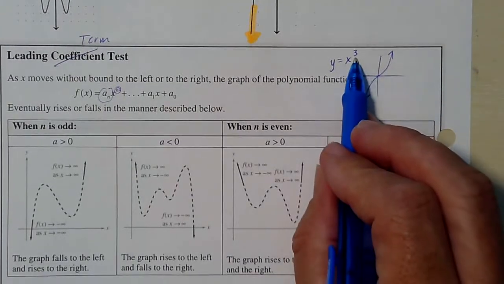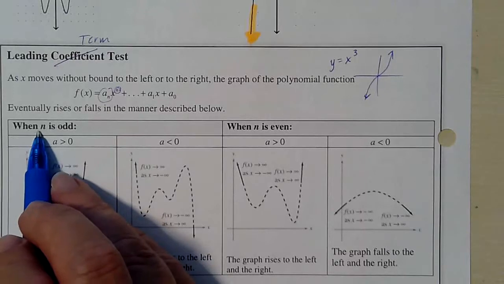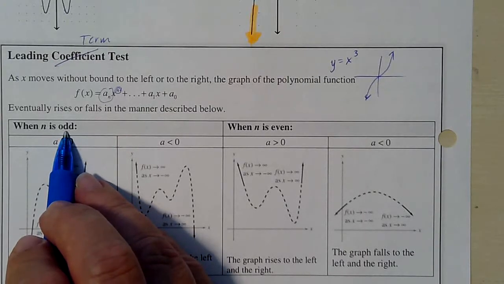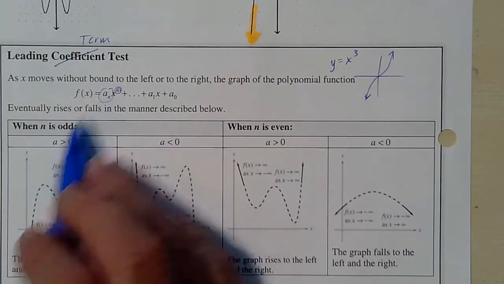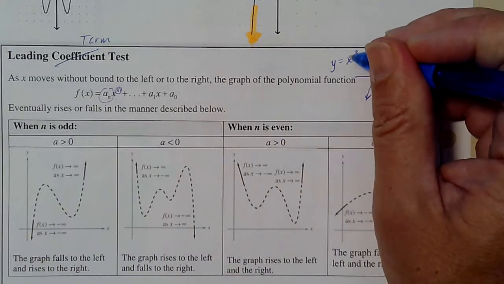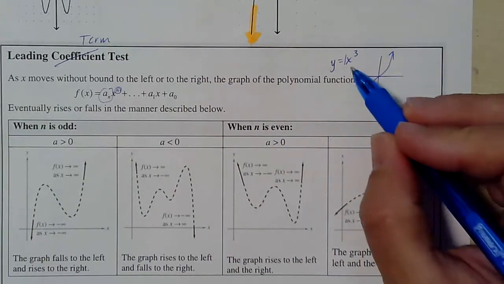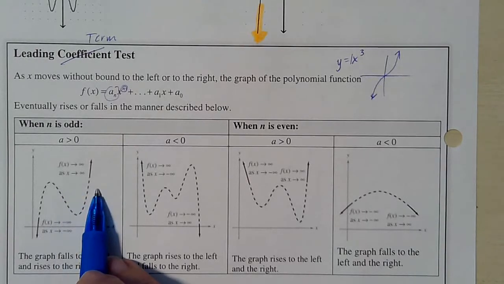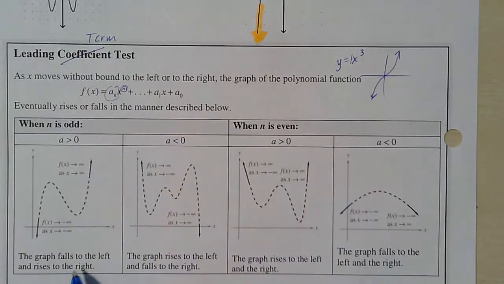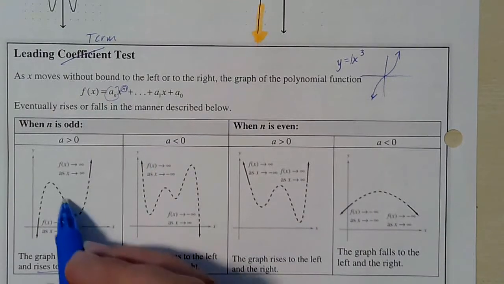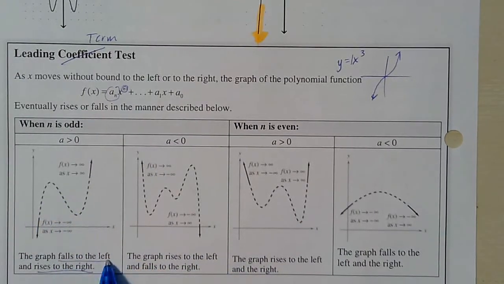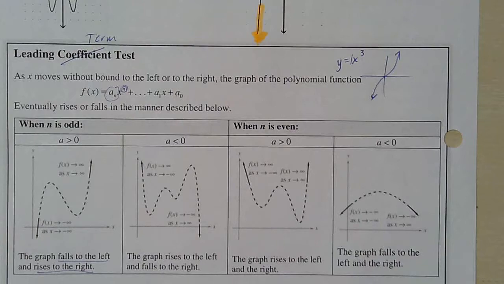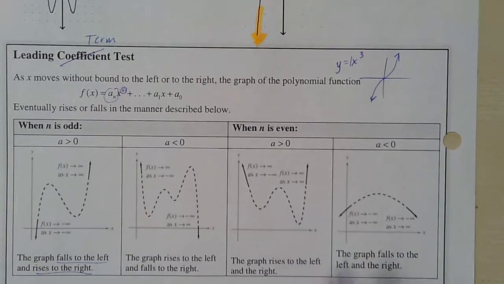Okay, so the exponent 3 is odd, and a is referring to the coefficient. Right now, for the parent function, the coefficient is positive 1. So it fits this rule. Okay, going to the right, it's going to rise, and going to the left, it's going to fall. Every time.